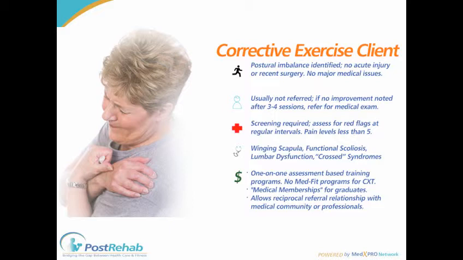Some of the common conditions we'll see here will be a winging scapula that has no neurologic involvement, functional scoliosis, lumbar dysfunctions, or some of the common cross syndromes that Janda talked about in his works. These clients usually benefit from one-on-one assessment and one-on-one training. There are no MedFit programs for the corrective exercise clients, so no MedFit group training programs.